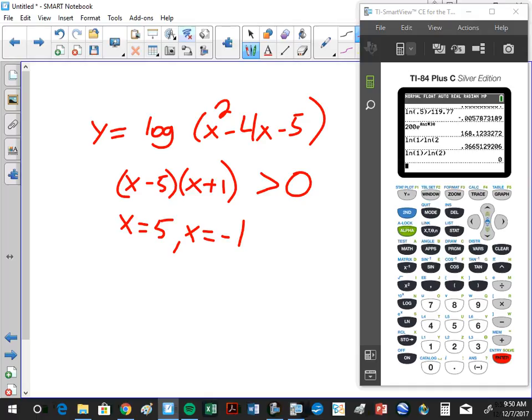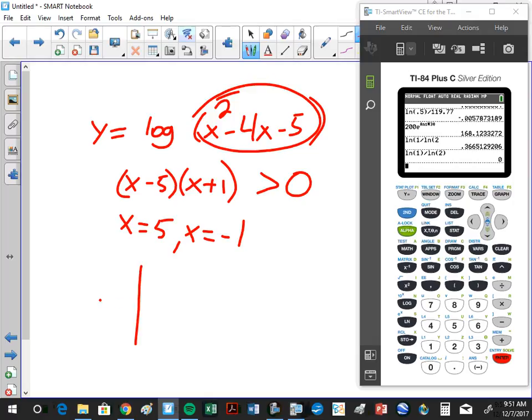How come? Because when I plug in 5, what happens is not negative, it's 0. So if I plug 5 in here, I end up with 0. Can you take the log of 0? No. Okay, same thing here.